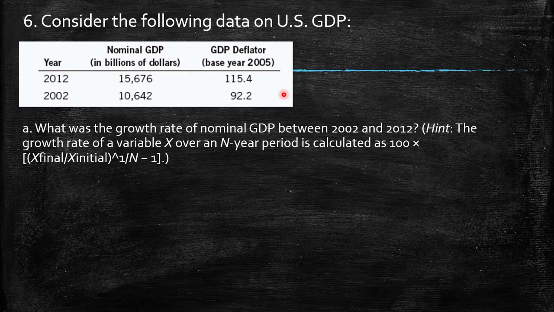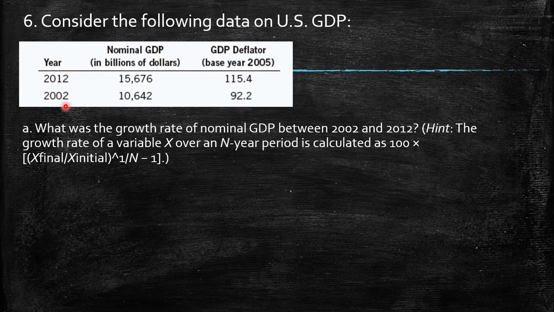So then the first question says, what was the growth rate of nominal GDP between 2002 and 2012? Hint: the growth rate of a variable x over an n-year period is calculated with this formula. Why is it different from what we calculated before? Because, as you can see here, we are not moving from one year to the next year. It means not 2002 to 2003. We're moving from 2002 to 2012.